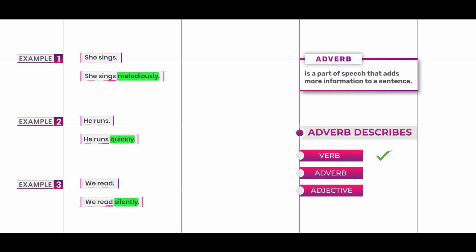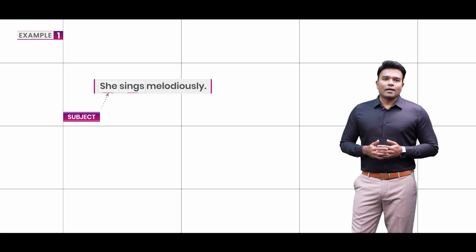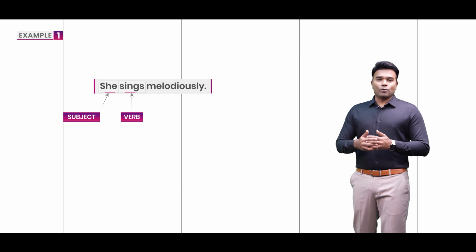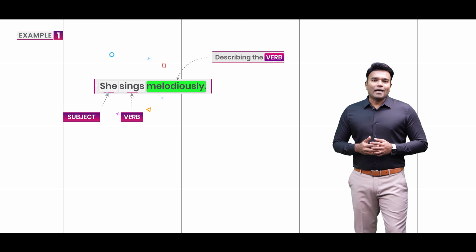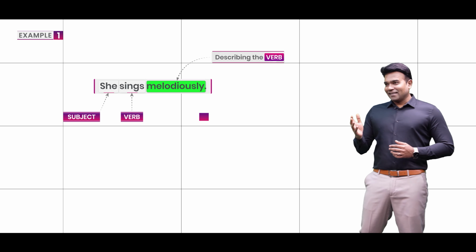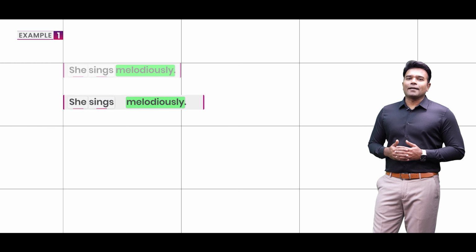But not just do they additionally describe the verb, they also additionally describe the adverb itself. Well, what does that mean? Have a look at this example. She sings melodiously. In this sentence, you already know that she is the subject, sings is the verb, and the word melodiously is giving us additional information about how she sings, and hence melodiously is categorized as the adverb. But I can also express this sentence like this.